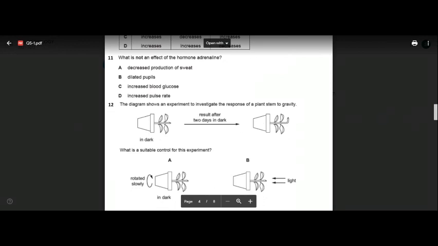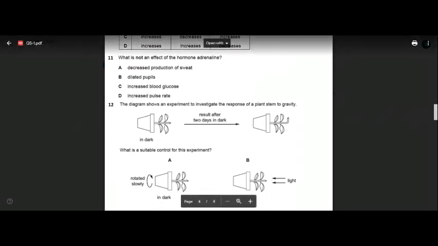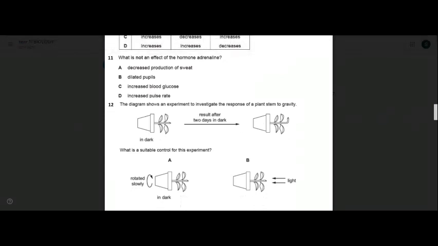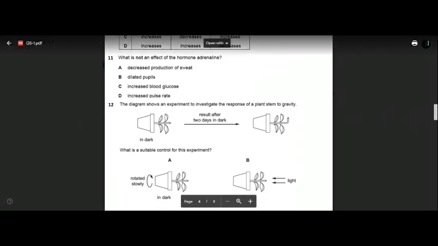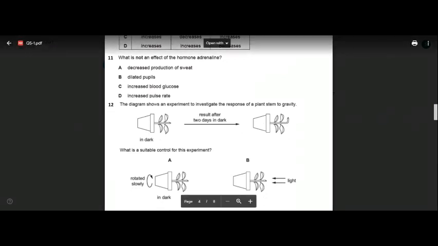The options for the effect of adrenaline are decreased production of sweat, dilated pupil. Sometimes you do not know which one is wrong, and because it asks which one is not the effect, it means that the one which is wrong is not correct about adrenaline. This is what the question actually means. So I first want to find out what the job of adrenaline is, because I know that. I know that the pupil will become dilated. So B is correct, so this is not the answer.